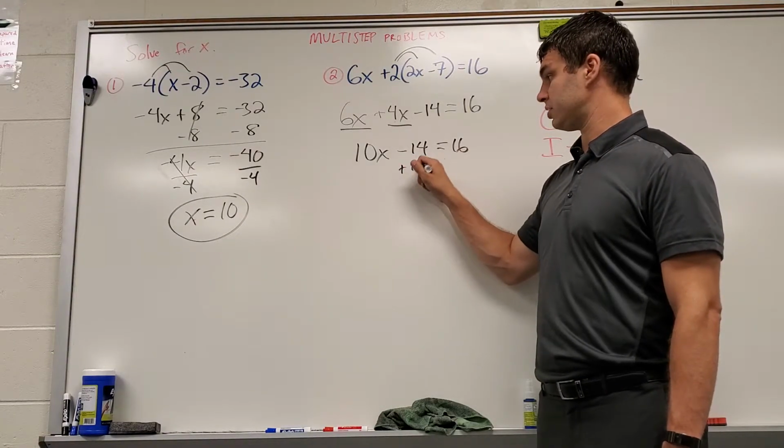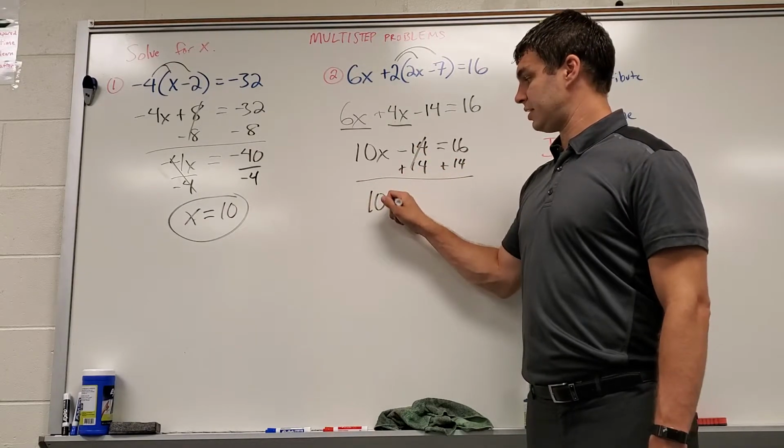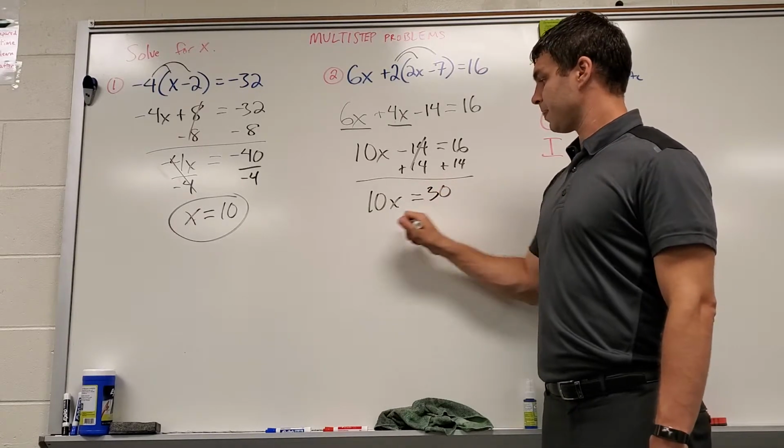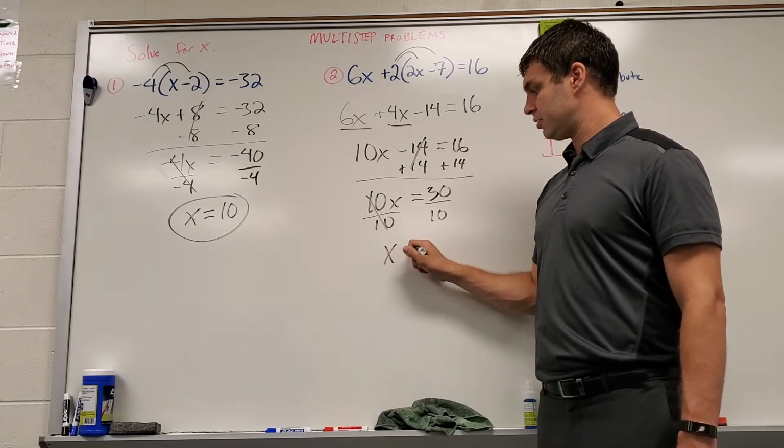Then it turns into a problem that's just two steps. We need to add 14 to both sides. And I get 10x equals 30. And if I divide by 10 to get the x by itself, x is 3.